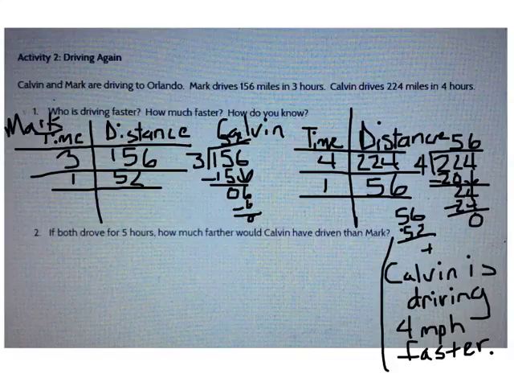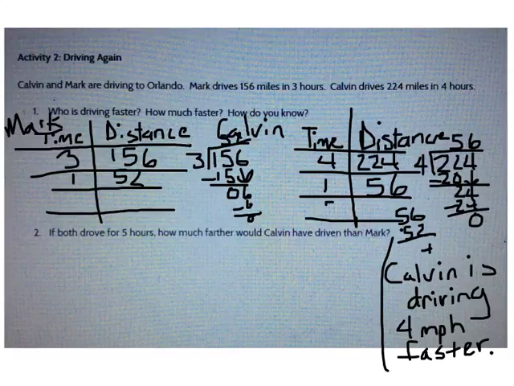Now let's answer the second question. If both drove for 5 hours, how much farther would Calvin have driven than Mark? Well, let's start by using our tables to find the distance each driver would drive in 5 hours. Remember, I can multiply across by the unit rate.